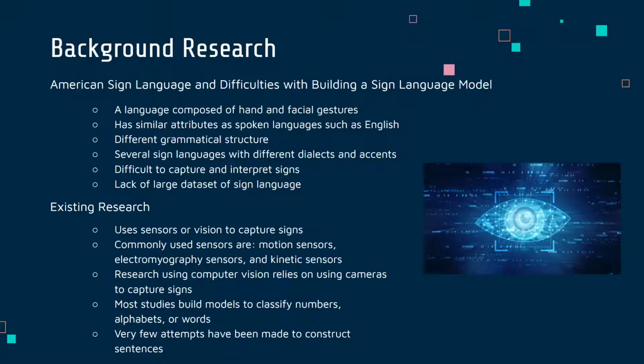Existing research in the field of sign language translation involves using sensors such as motion sensors, electromyography sensors, and kinetic sensors. Research using computer vision relies on using cameras to take pictures of people signing. However, most studies build models to classify numbers, alphabets, or words, and very few attempts have been made to construct actual full sentences.